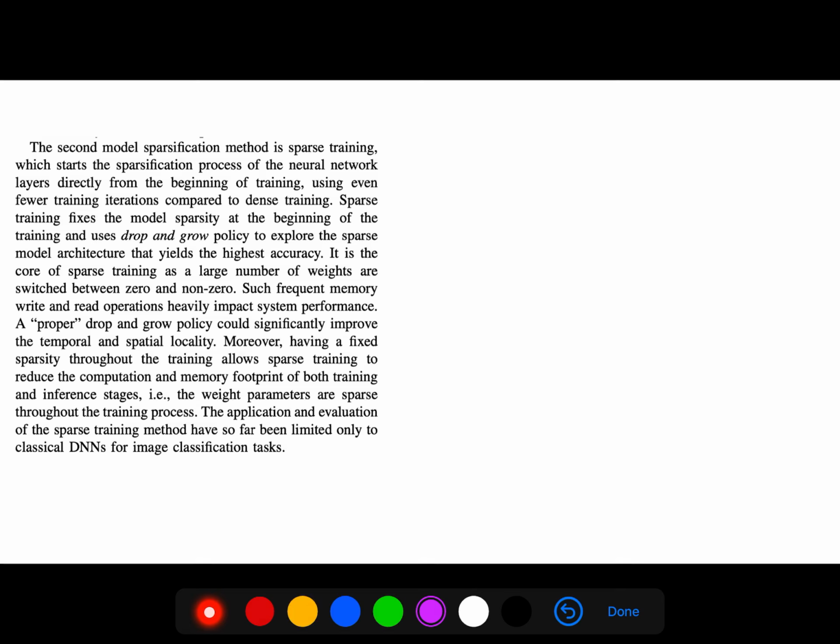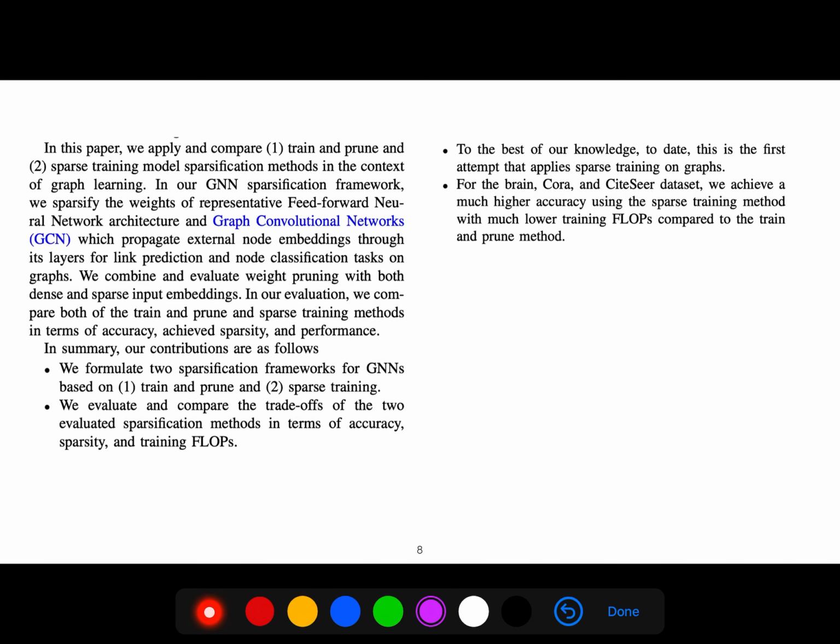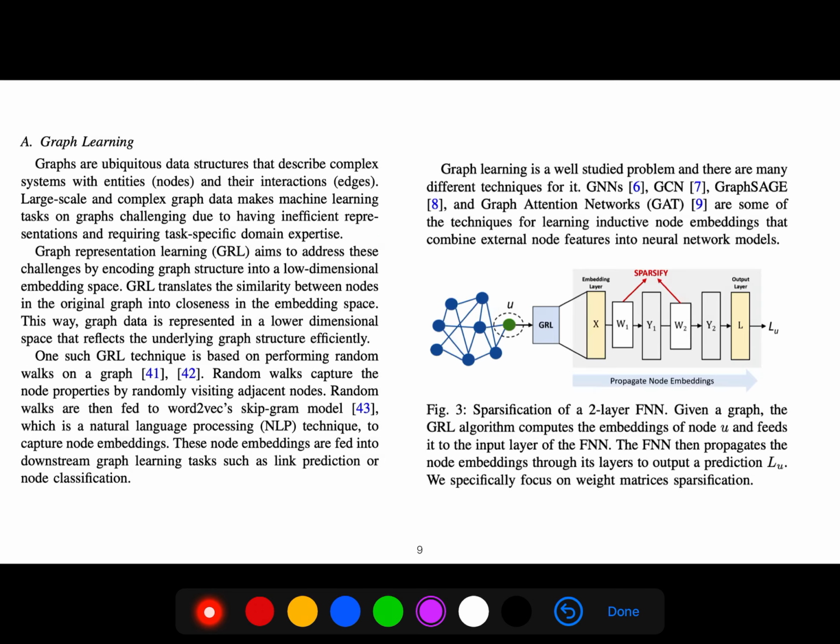It is the core of sparse training, as a large number of weights are switched between 0 and non-zero. Such frequent memory write and read operations heavily impact system performance. A proper drop and grow policy could significantly improve the temporal and spatial locality. Moreover, having a fixed sparsity throughout the training allows sparse training to reduce the computation and memory footprint of both training and inference stages. So we apply and compare train and prune and sparse training methods in the context of graph learning.